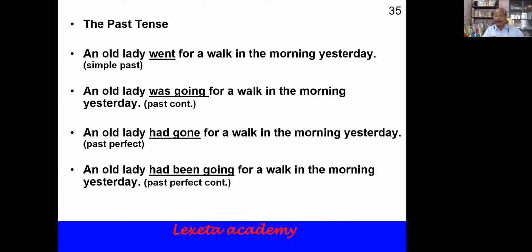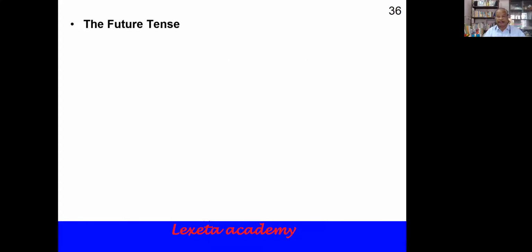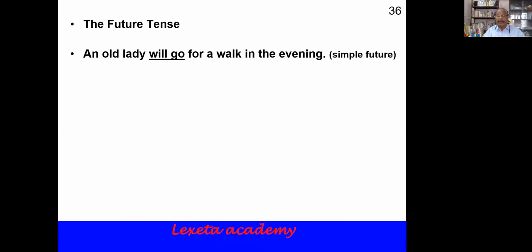So now another 4 functions. Went, was going, had gone, had been going. So totally 8 functions. Next, the future tense. An old lady will go for a walk in the evening. So will go, future. Will go, future, in the evening, adverb of time. Simple future tense.